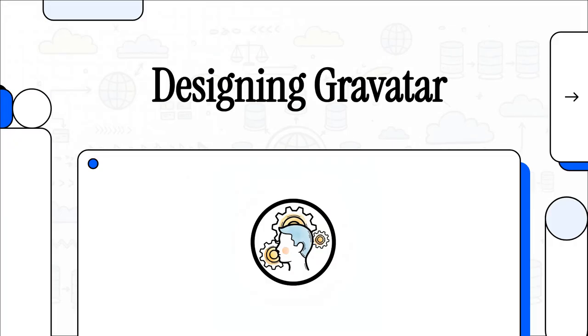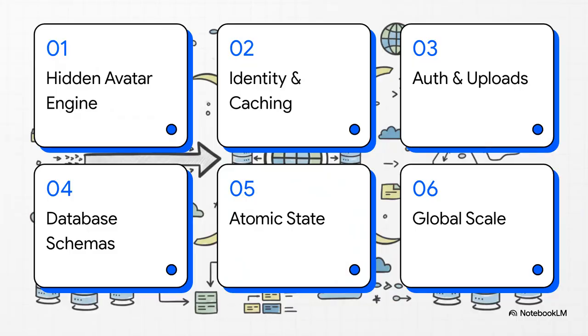Welcome to This Explainer. Today, we're deconstructing the architecture of Gravatar, the hidden avatar engine. Here is our blueprint for today. We'll start with the hidden avatar engine itself, then move into identity and edge caching, stateless auth and decoupled uploads, database schema and partial indexes, atomic state and architecture, and finally, operating at global scale.